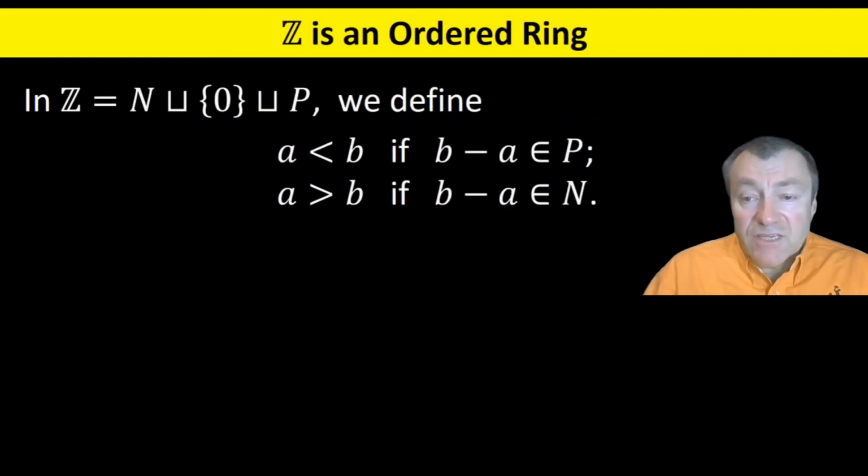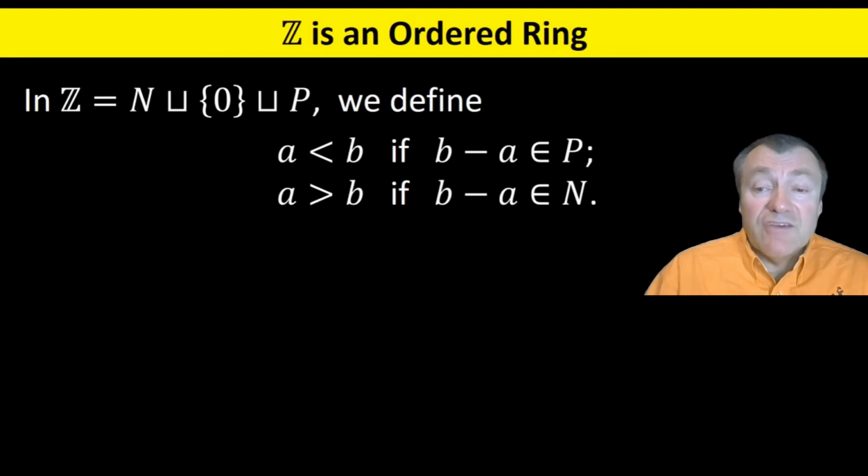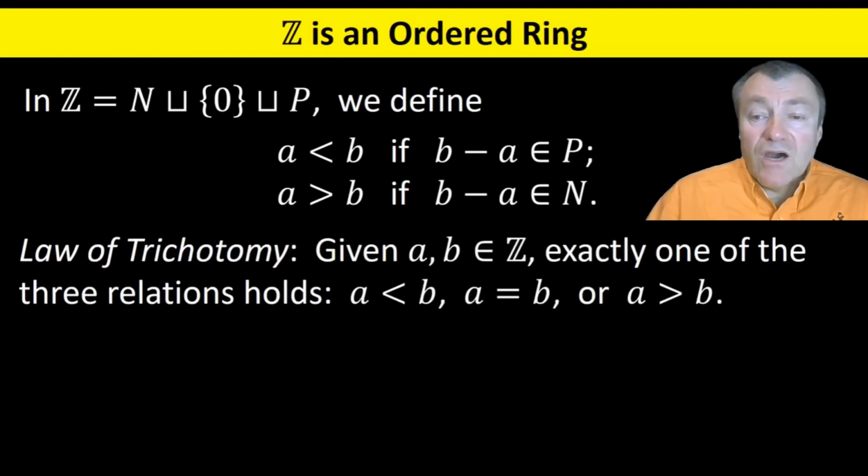This partition gives us a way to totally order the integers. We say that a is less than b if b minus a is positive. A is greater than b if b minus a is negative. So the law of trichotomy holds. If a and b are integers, either a is less than b, or a is equal to b, or a is greater than b. One and only one of these three relations can hold for a given pair of integers a and b.